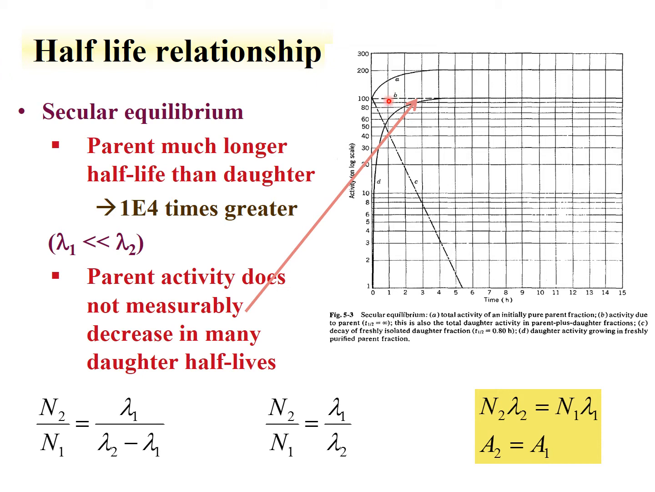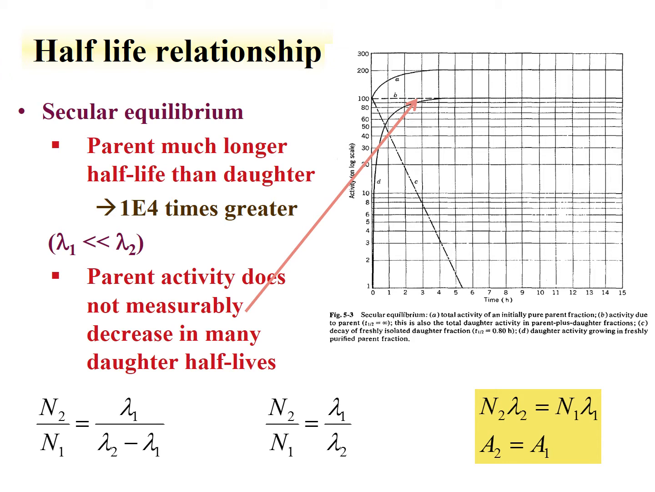So here's our total activity, and the activity of the parent is here, and the daughter grows in and has the same activity. So imagine if this was a case where the parent half-life was 1,000 years, the daughter half-life was a millisecond. So pretty much every time the parent decayed, the daughter would also decay. So the decay rate of the daughter would really be dependent upon the decay rate of the parent.